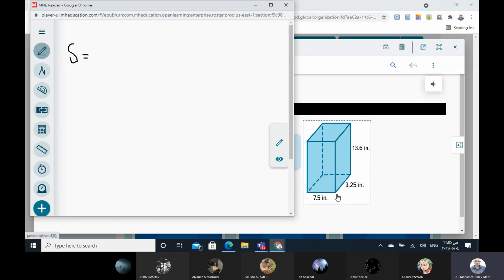Now we have here this face parallel and congruent with this face. It means the two opposite faces here have the same area. How to find the area of this face? The type of this face will be a rectangle. So the area here will be what? Length times width for this rectangle. Length times width means 13.6 times 9.25. But we have here two rectangles, meaning two areas. So multiply by 2.